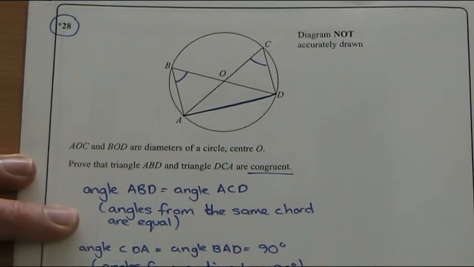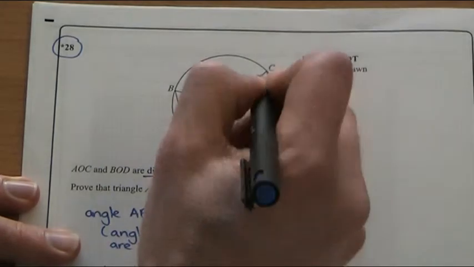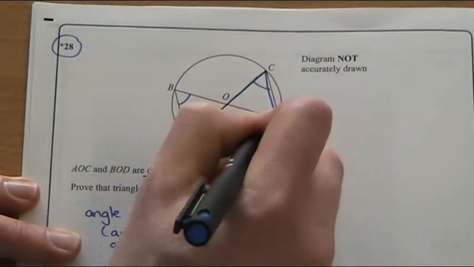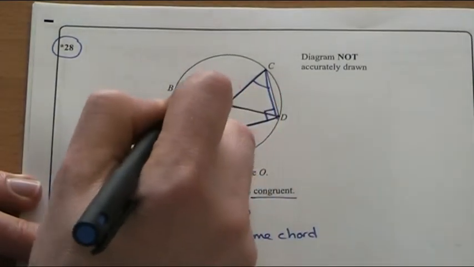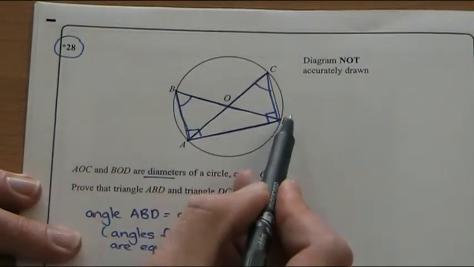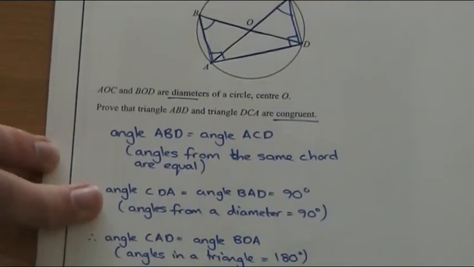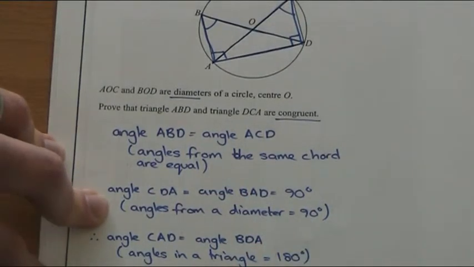Okay? So to prove that they're congruent, I need to say that they have the same angles and same sides, basically. Now, we're also told that these are diameters. So if this is a diameter, and then you go to the circumference, you always make a 90-degree angle there, which means from this diameter, this is also 90 degrees there. So angle BAD is the same as angle CDA, and they're both equal to 90. Angles from a diameter is 90 degrees, always.